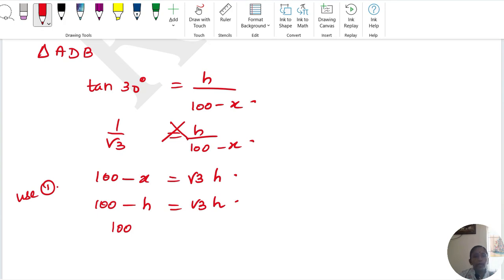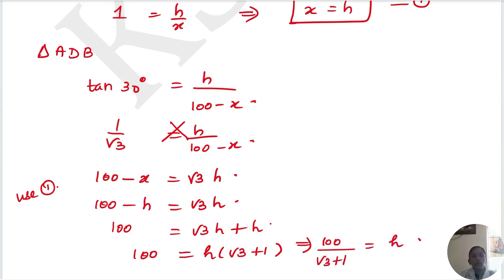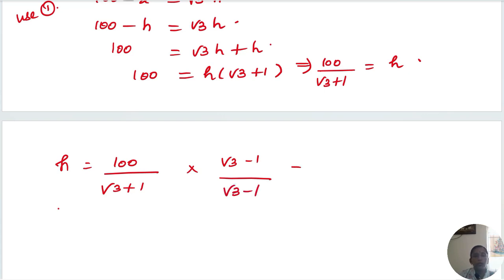So your data will be root 3h plus h. If you take h outside, root 3 plus 1 times h is equal to 100. From here, if I am finding the value of h, then h is 100 divided by root 3 plus 1. So we can do the rationalization process: 100 divided by root 3 plus 1, into root 3 minus 1 divided by root 3 minus 1.